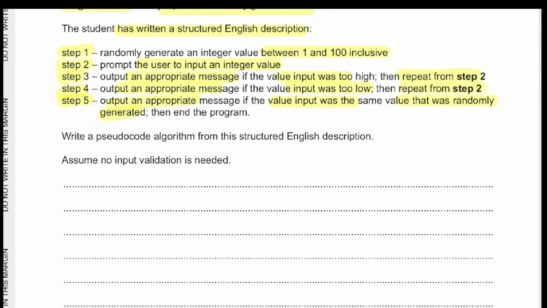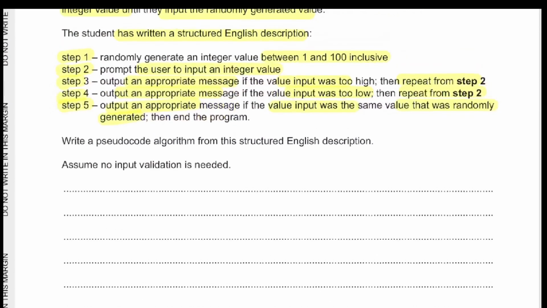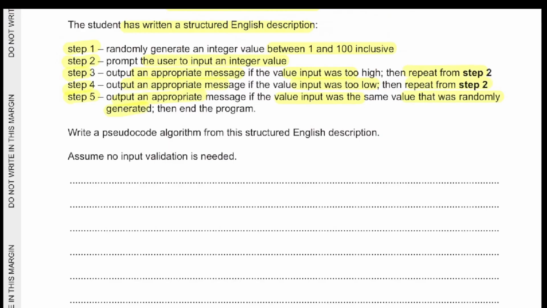In these kinds of questions, I usually advise my students to please read the question very carefully, highlight the important points, and then after comprehending it well, start writing the answer. All right, so let's start. Step number 1, randomly generate an integer. We have to write pseudocode from this algorithm. No input validation is needed.